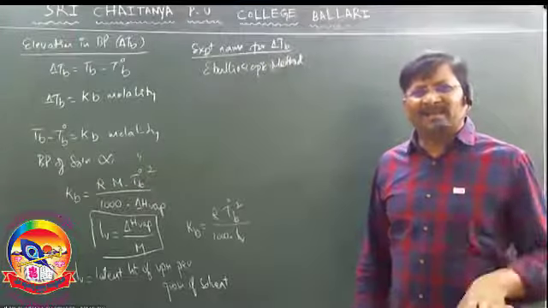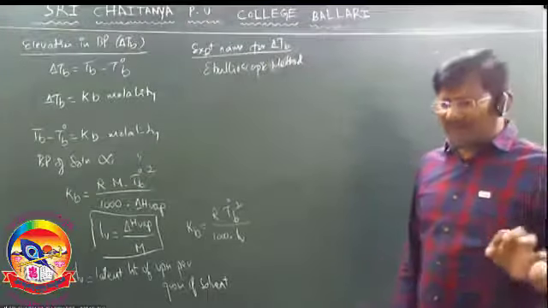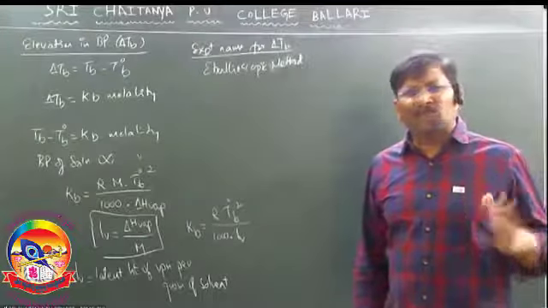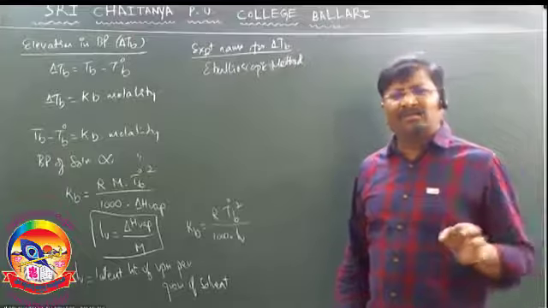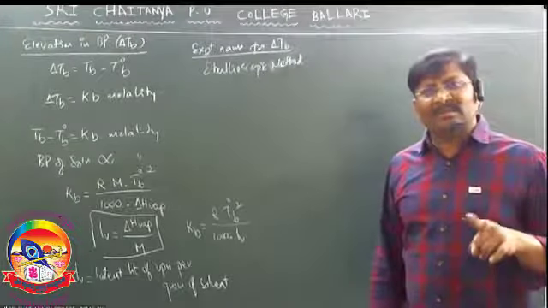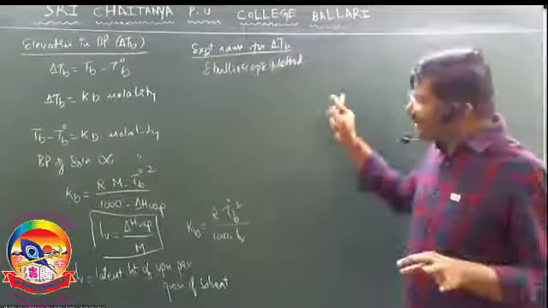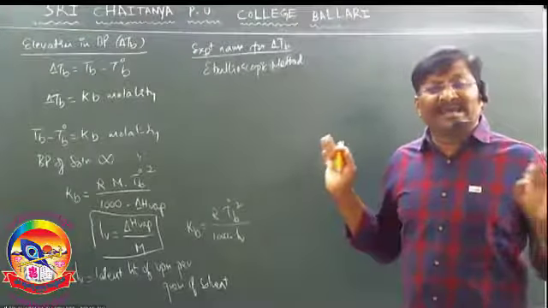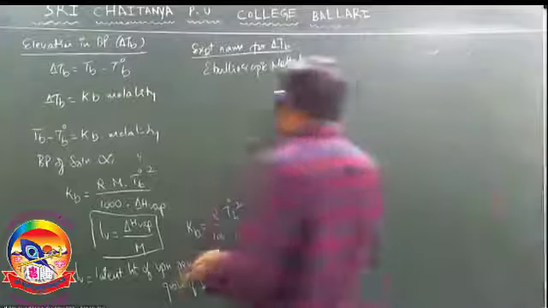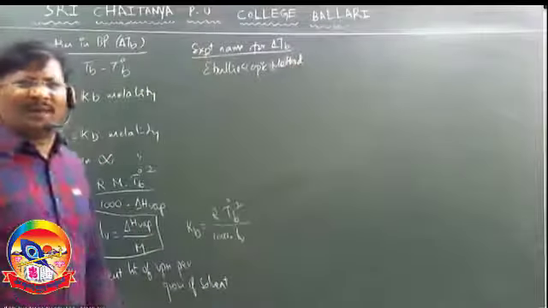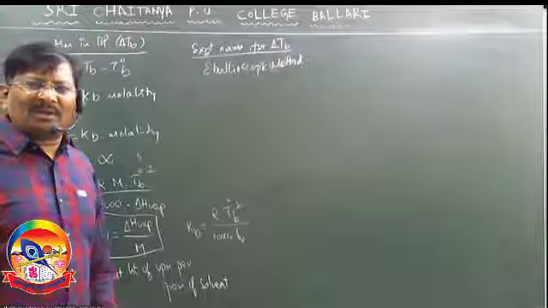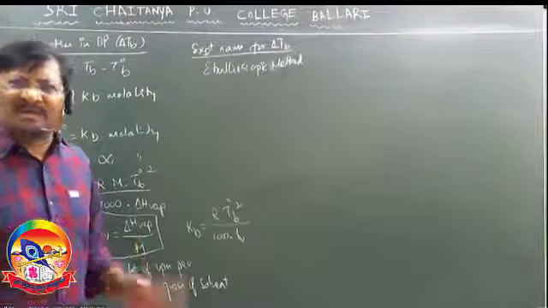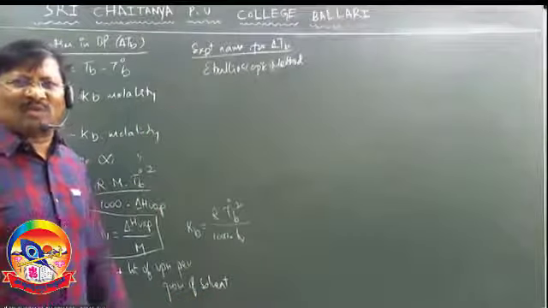Now let me take the depression in freezing point also, because that is the same as this. I am moving to the next colligative property. Both of them together we can do one or two problems. Then after that, let me go to the osmotic pressure.